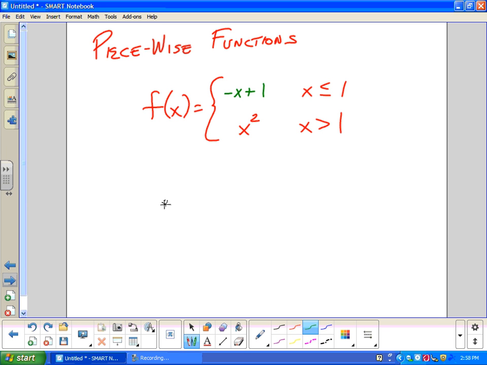So let's write that in green, and I'll change it on my smartboard. So I have a line, and then I have a parabola, x squared, our standard parabola. And those are happening when x is less than or equal to 1, it's a line. When x is greater than 1, it's a parabola.